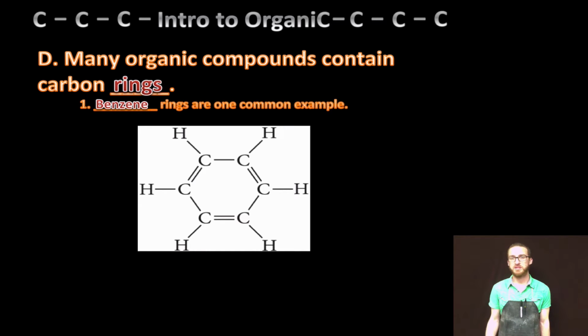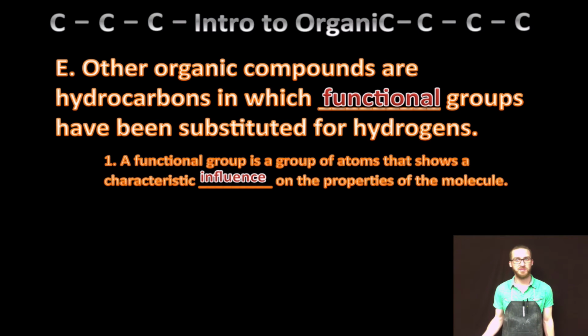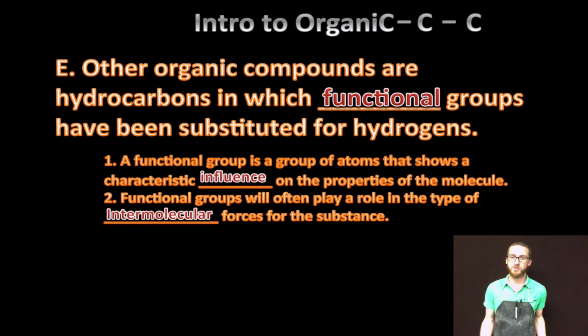Alright, in addition to those beautiful carbon chains that are made, many organic compounds also contain carbon rings. And so don't be surprised if you see organic compounds in a ring structure. Benzene rings are really common examples. You can have organic compounds that are not just carbon and hydrogen. Sometimes, in place of those hydrogens that are bonded to carbons, we'll bond something different, some sort of functional group that'll take the place of one of those hydrogens. And that functional group will influence some of the properties of the molecule. So instead of a strictly nonpolar hydrocarbon, things start to get a little interesting. And it is often the functional groups that play a role in the type of intermolecular forces for the substance.